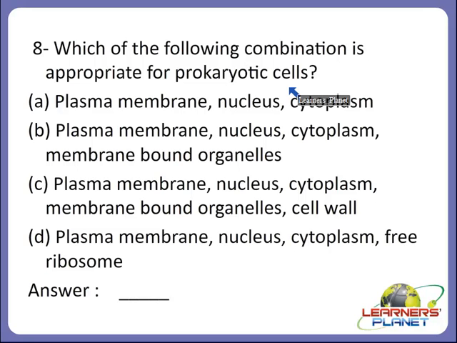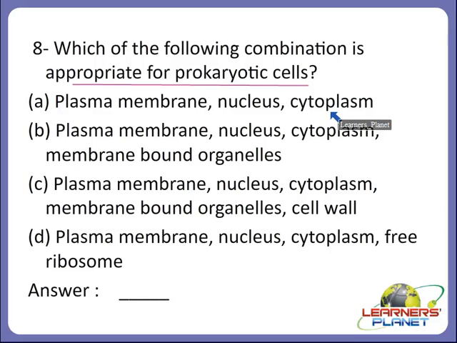So out of these many hints, let us try and find out the answer for this particular question. What is the question? Which of the following is the appropriate combination for the prokaryotic cell? So the options given are, first, plasma membrane, nucleus and cytoplasm. Of course, it is not a wrong answer. It is definitely a right answer.